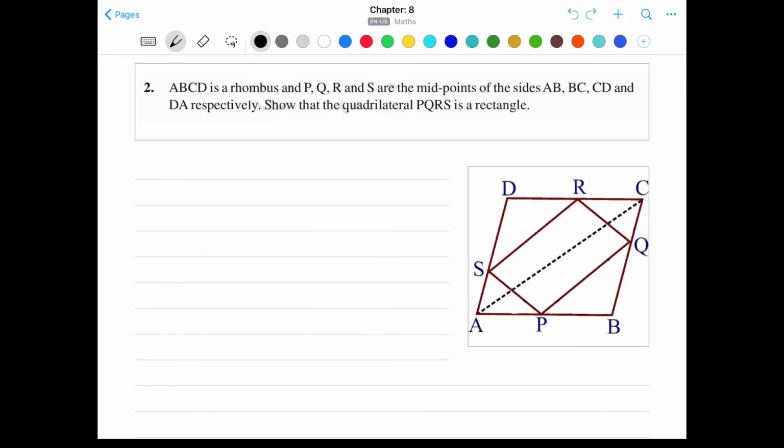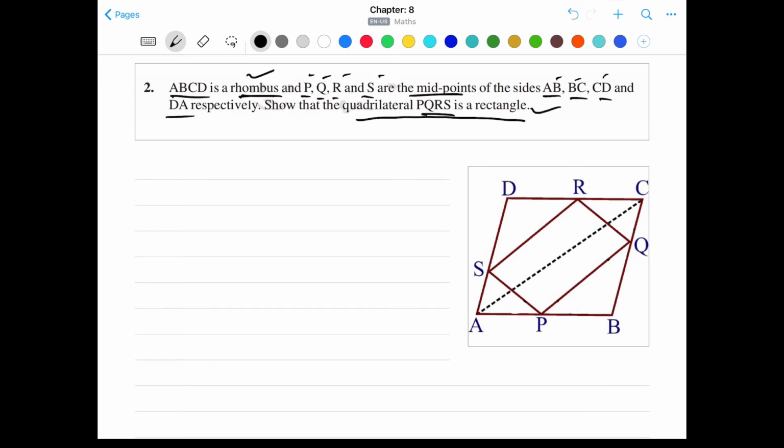Now coming to the next question, question number 2. It says ABCD is a rhombus in which P, Q, R and S are the midpoints of the sides AB, BC, CD and DA respectively, and we have to show that quadrilateral PQRS is a rectangle. So it's given that it's a rhombus and we have to prove that it's a rectangle, formed by joining the midpoints of all four sides.